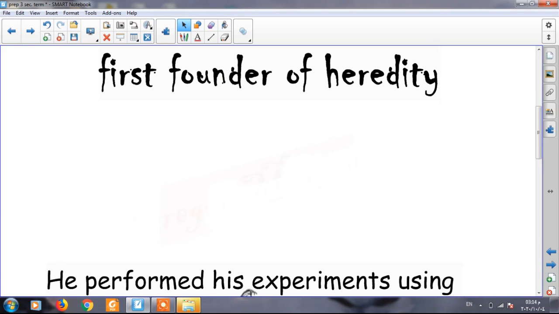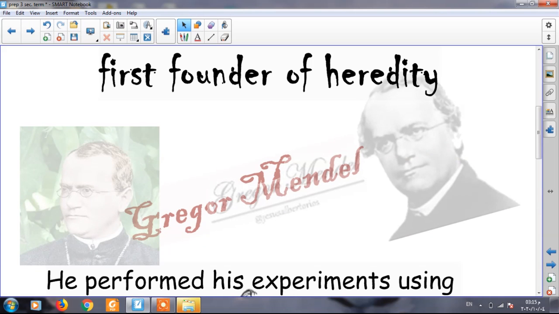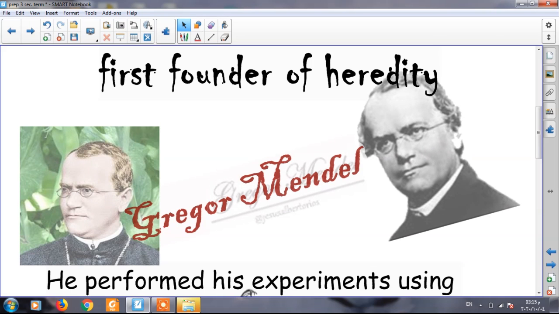The first founder of heredity, or the first scientist who discovered the basis of genetics, is called what? Gregor Mendel. Gregor Mendel is the first scientist who discovered genes, which are responsible for transferring traits from one generation to another. He was also the first to discover the types of genes, whether dominant or recessive, and also the types of individuals, pure and hybrid.